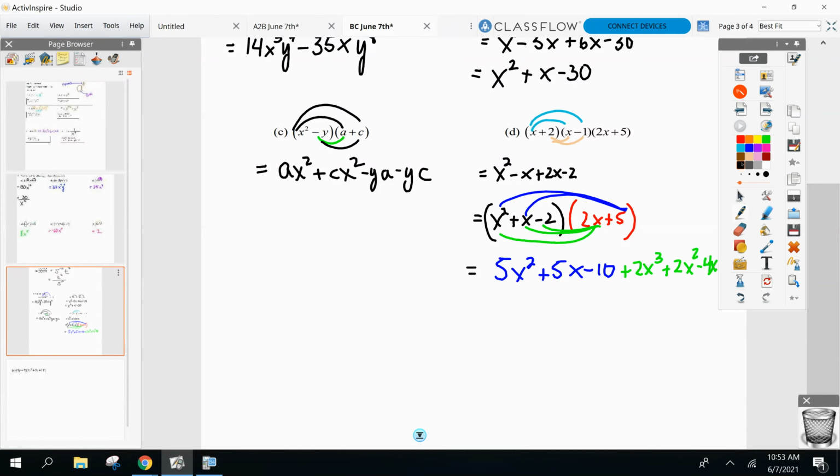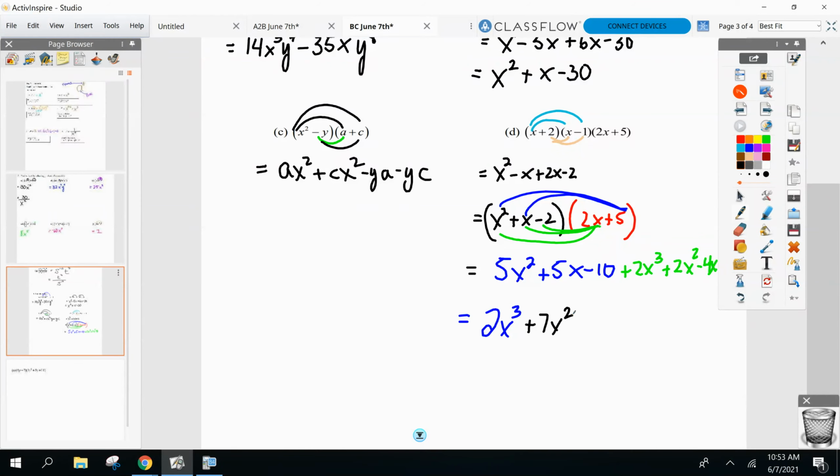Okay, so I got all this up here now. Let's see what we can combine. I don't think I can combine anything with 2x to the 3rd because nothing else is x to the 3rd. So 2x to the 3rd. Do you see two up here that I can combine that have x squared in them, Ellie? 5x squared and 2x squared. Good, so I get plus 7x squared.